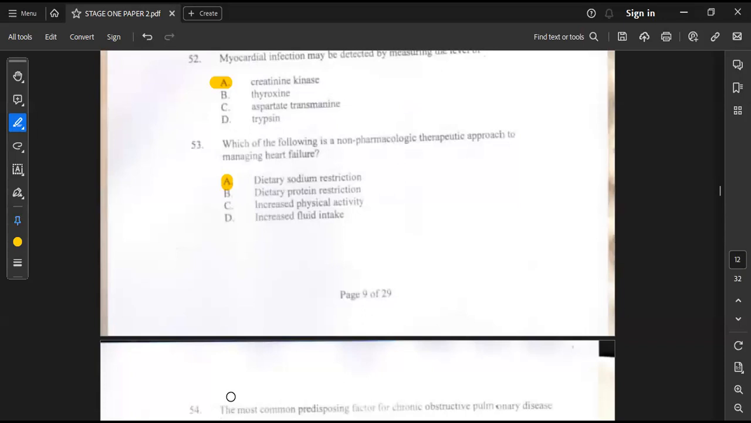For stage B, they can be given ACE inhibitors or ARBs and also a beta blocker. For stage C, you give them diuretics, ACE inhibitors, beta blockers. And for stage D, that's like end of life care, because even at rest they have all these heart failure symptoms. So either a heart transplant or end of life care.